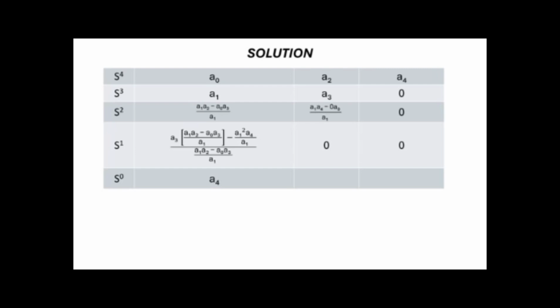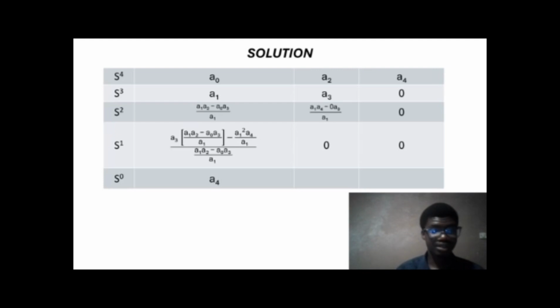Now for step 3, which is calculation of S1. This follows the same logic, but now you use the rows for S3 and S2 as your base. The pivot becomes the value we just calculated for S2. The formula shown on the slide is the result of cross multiplying the S3 coefficient and the S2 result.